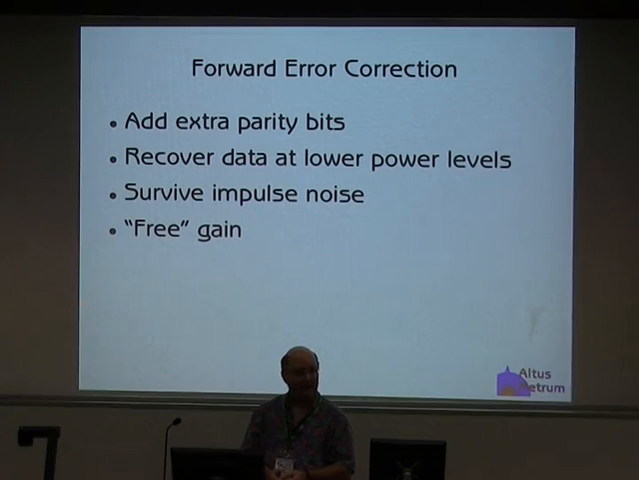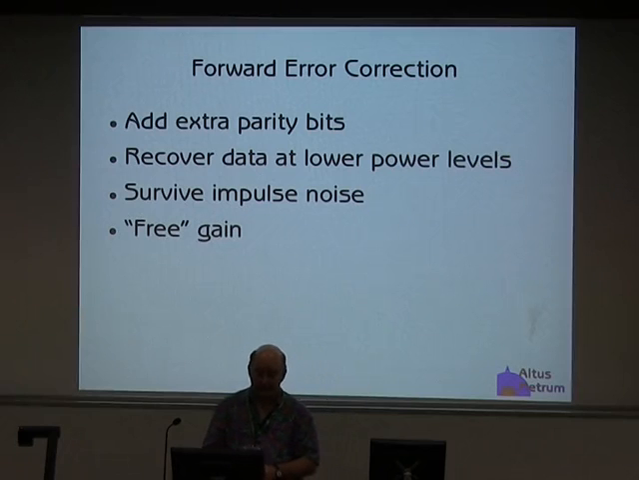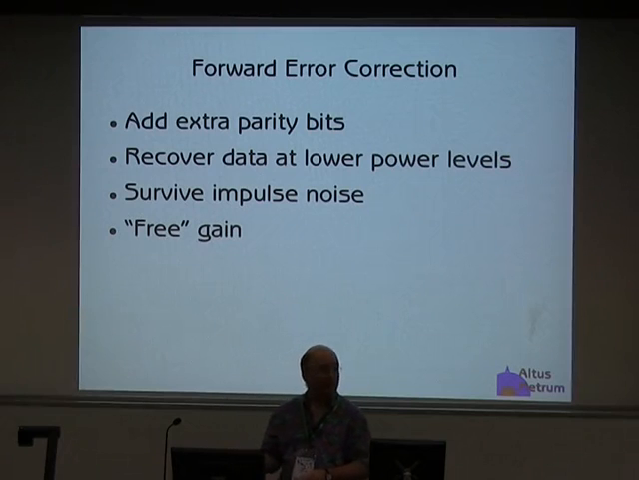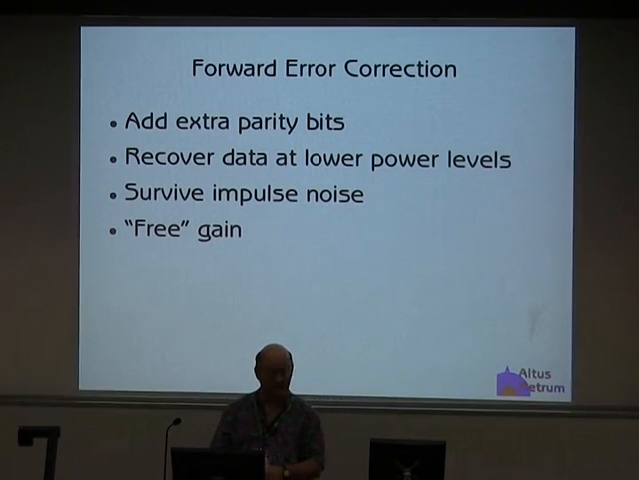You add a bunch of redundant information to your signal, and then on the reception end, you can look at that redundant information and help it regenerate the data. There are a bunch of different forward error correction techniques. I'm only going to talk about convolution codes because that's the only one I've implemented.